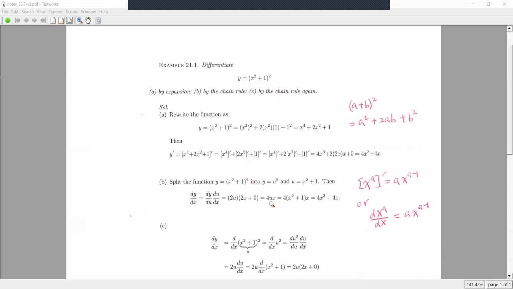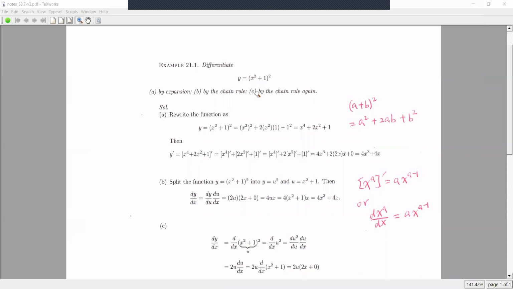u is an intermediate variable. Let me plug in x squared plus 1 in the u here. Then I have this equation. Expand this product. Then I have 4x to the third plus 4x. This is the derivative of this function. This result is the same as the result in part A.